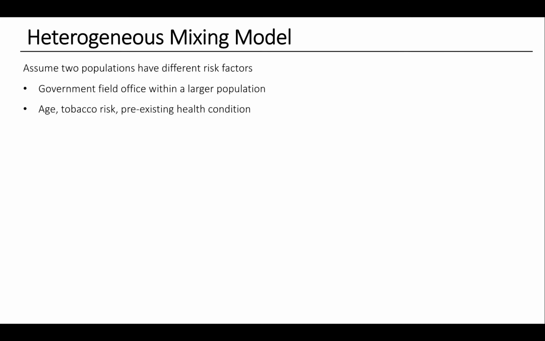We're going to go a little bit more complicated, and we're going to look at something called a heterogeneous mixing model. Now with the heterogeneous mixing model, this is going to look at 2 different populations that have different risk factors. Now there's a couple ways in which you can use this model. One is we could model the impact for a generic government field office within a larger population. So we could say, how can we understand interventions we do to this subpopulation in this government office within the context of the county of people that they're dealing with?